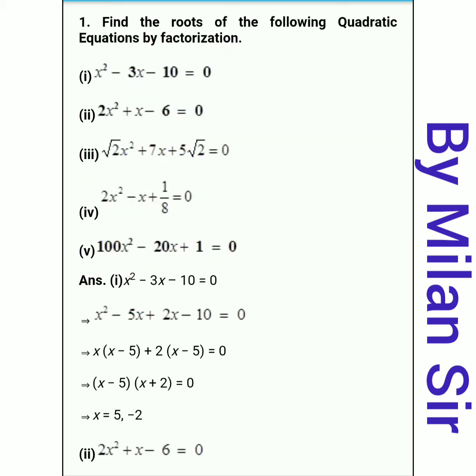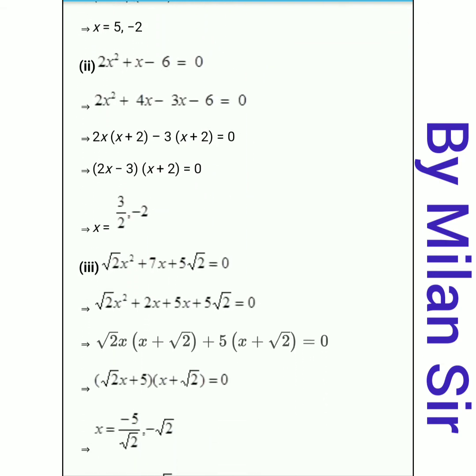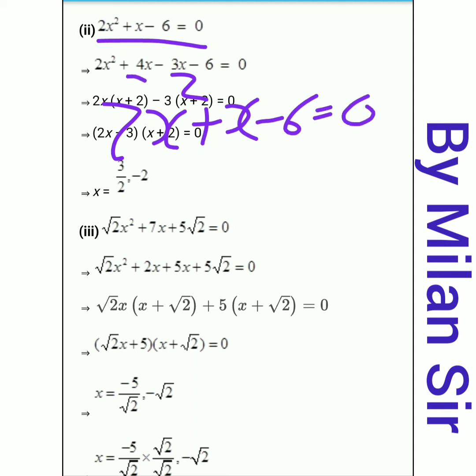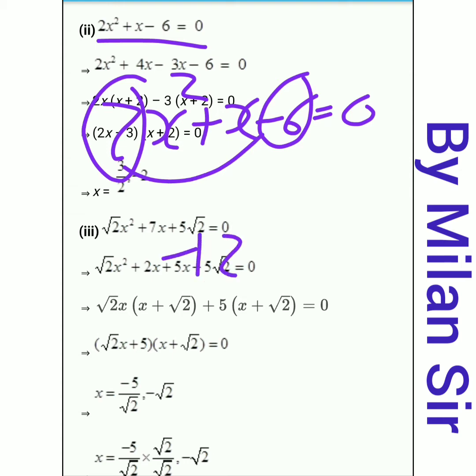Then question number 2, 2x² + x - 6 = 0. Now the coefficient of x² is 2, and the constant term is -6. We need to multiply this 2. So 2 multiplied by -6, 6 twos are 12, plus minus minus, so -12.